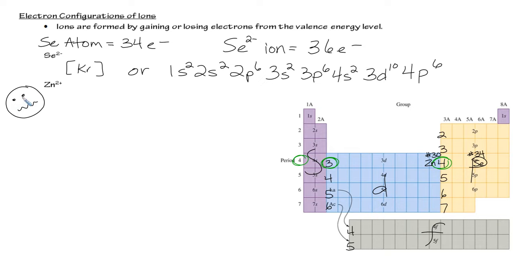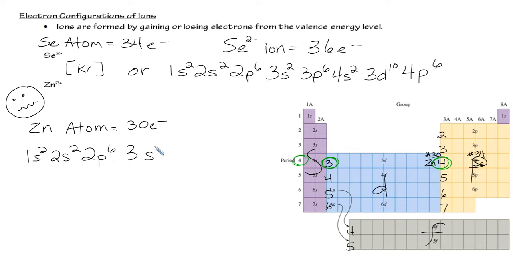Okay, let's do the zinc atom. Number 30, 30 electrons. Let's look at the zinc electron configuration. 1s2, 2s2, 2p6. That's it for the second energy level. Next comes 3s with 2. I follow it across to the 3p for 6. Finally, I'm in the right row.